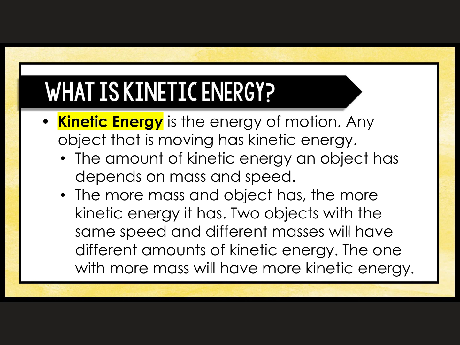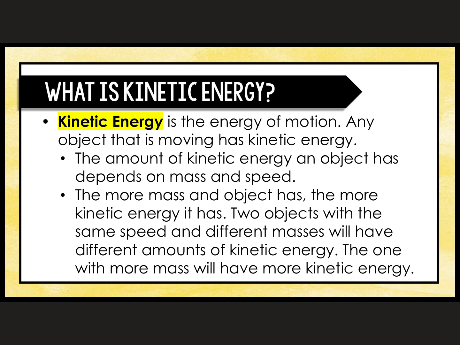The second major type of energy is kinetic energy. Kinetic energy is the energy of motion. An object that is moving will have kinetic energy. The amount of kinetic energy an object has will depend on its mass and speed. The more mass an object has, the more kinetic energy it has. Two objects with the same speed and different masses will have different amounts of kinetic energy. The one with more mass will have more kinetic energy.